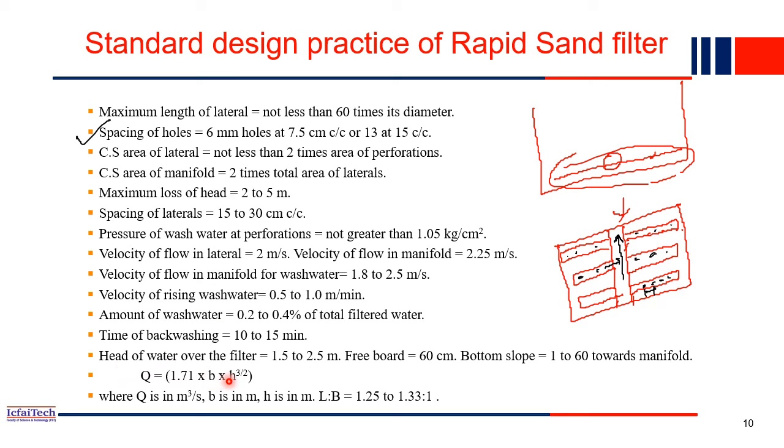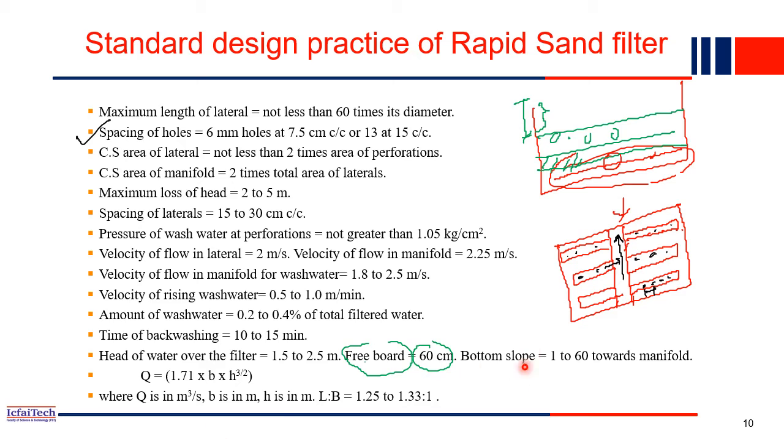So head of water above the filter is normally 1.5 to 2.5 meter, whereas free board is, if you see the cross section, at the top layer you have the sand layer, right? Here you have the sand layer, and at the bottom you have the gravel layer. So this is the gravel layer, and then you have the sand layer. This free portion we call free board. So free board you can keep at 60 centimeters. So this height may be 60 centimeters.